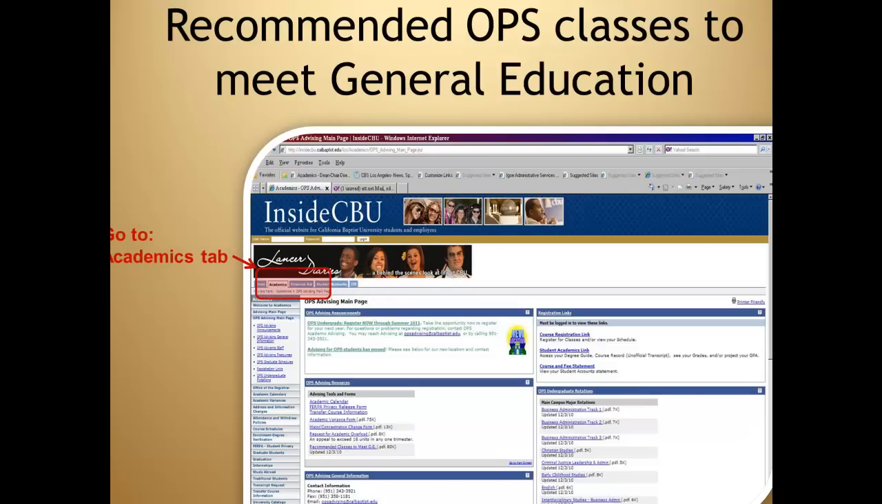Go to Inside CBU and then click on the Academics tab. In the left menu, click on the OPS Advising main page. And on this web page in the OPS Advising Resources is a link for Recommended Classes to Meet GE. On this list, you'll see that the lower division and the upper division choices are in separate columns. Additionally, interdisciplinary classes have a star next to their course number.